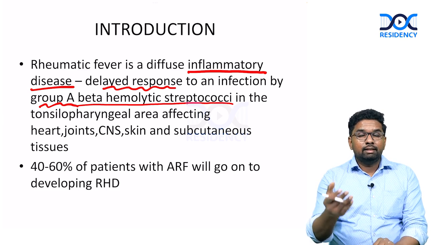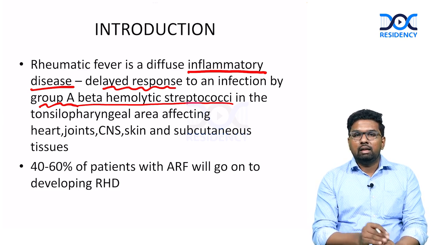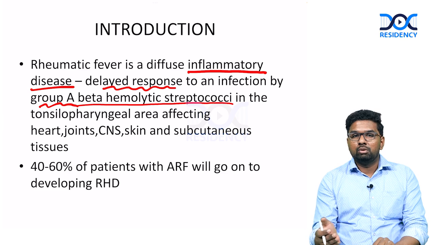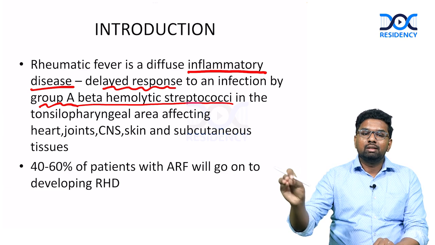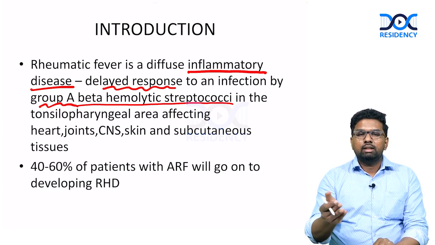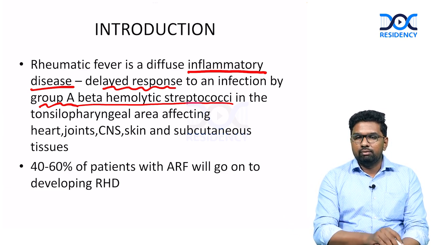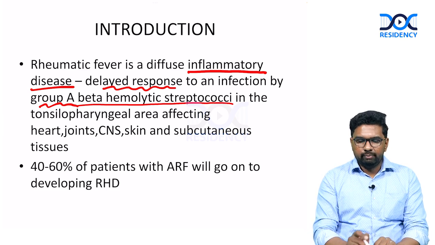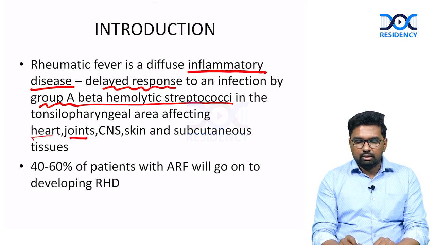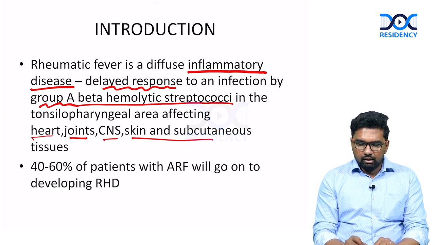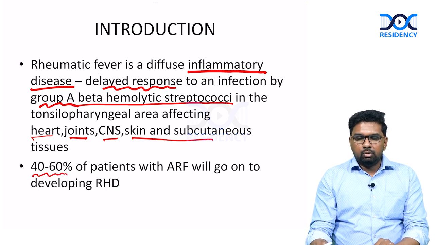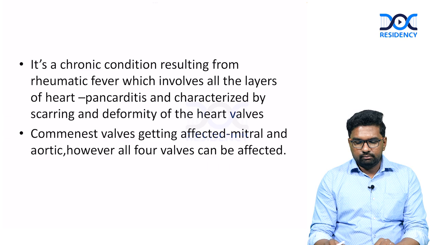So while collecting history for a case of RHD, we have to ask the history of sore throat and recurrent sore throat and fever in the younger age group. This will direct us towards the diagnosis of rheumatic heart disease. The structures which can be affected because of this delayed immune response are the heart, joints, CNS of course, and skin and subcutaneous tissues. And around 40 to 60% of patients will go on to develop RHD with ARF.